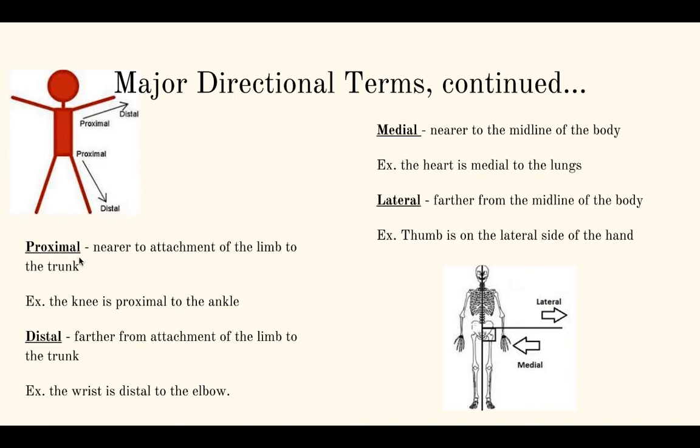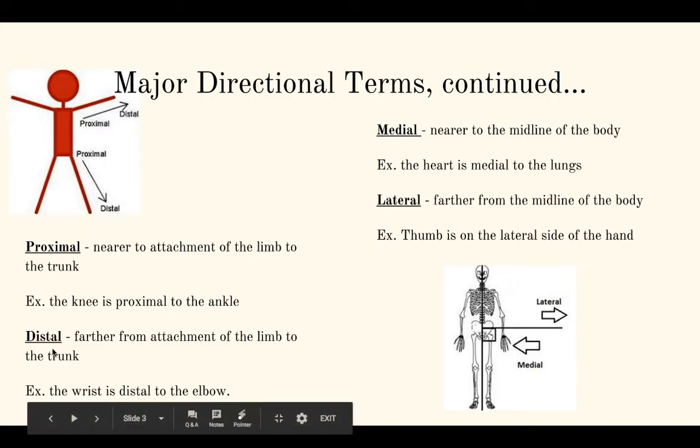We have proximal. Proximal means nearer to the attachment of the limb, such as an arm or a leg, to the trunk. So proximal, if it's closer to the body's trunk, it's proximal, okay? It's in closer proximity. That's why this same root word, proximity, proximal. An example of this is the knee is proximal to the ankle, meaning the knee is closer to the trunk than the ankle.